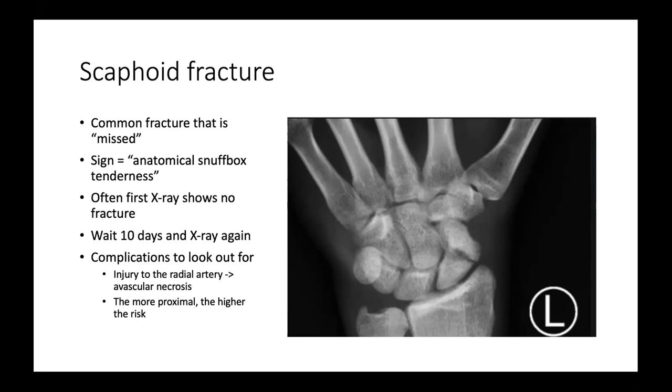Does anyone know where it's most likely to fracture? Keyword we're looking for there is waist. This is the waist. Any questions about fracture before we move on to brachial plexus and that kind of stuff?